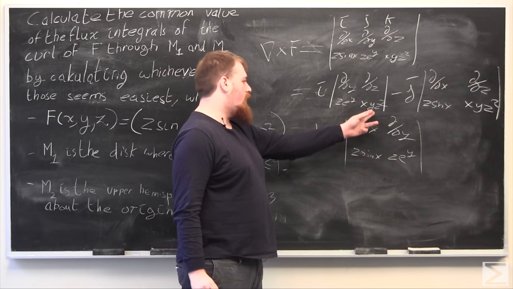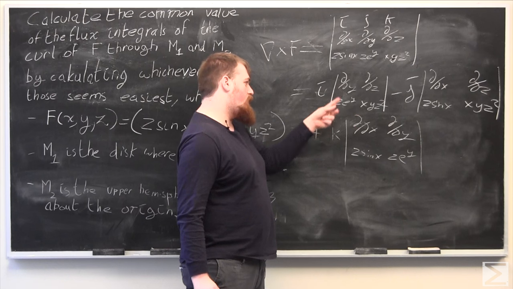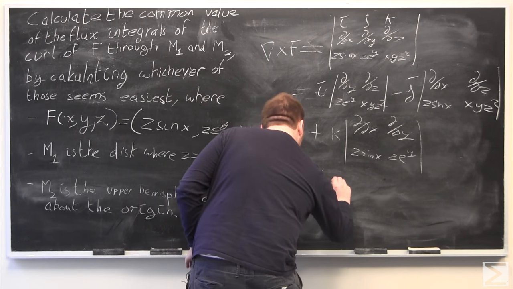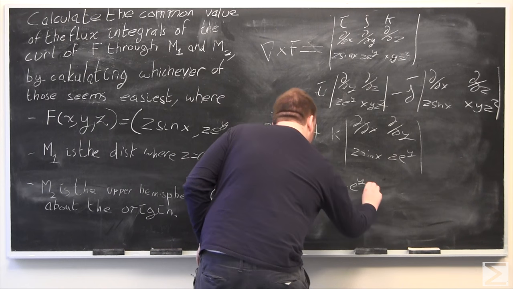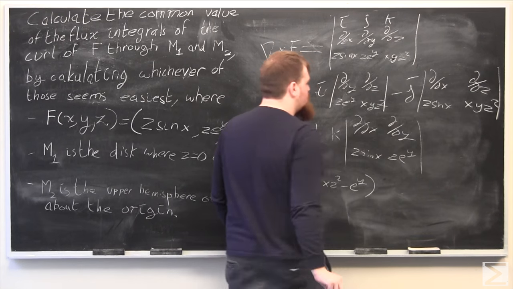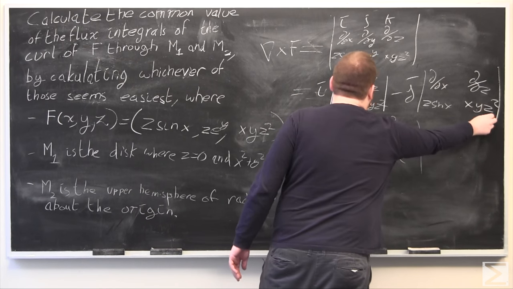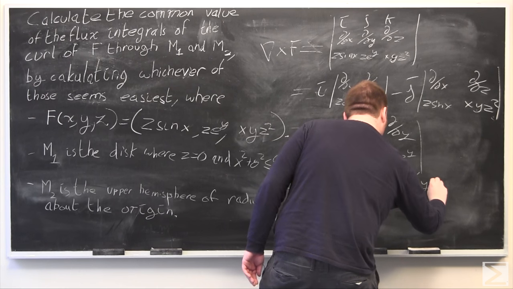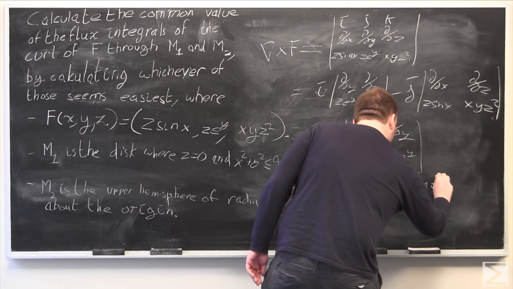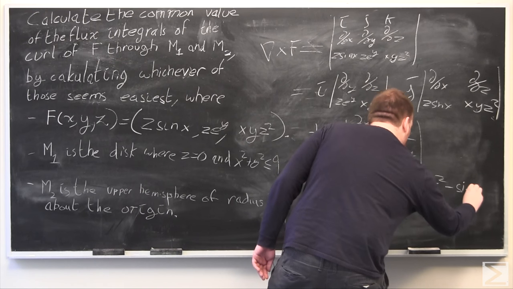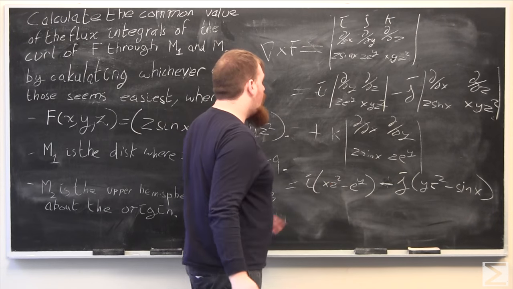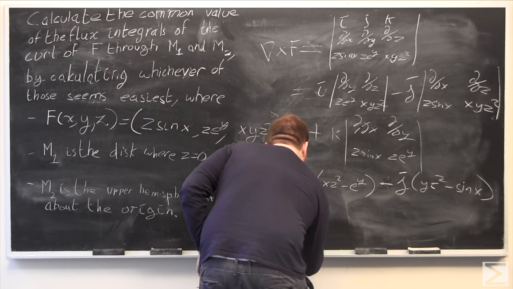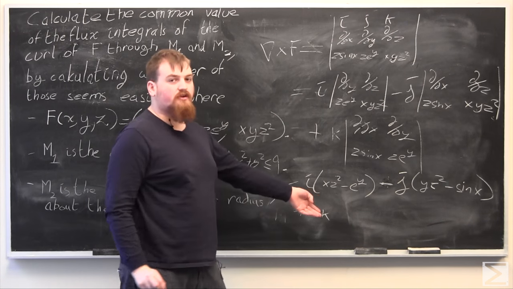Here we have partial by partial y of x y z squared minus partial by partial z of z e to the y, which is going to be equal to x z squared minus e to the y. This determinant is going to be equal to partial by partial x of x y z, so this is going to be y z squared minus sine x. There's a minus in front, of course. And down here, z e to the y has no x dependence, and z sine x has no y dependence, so this is plus 0k. So this is our curl of F.